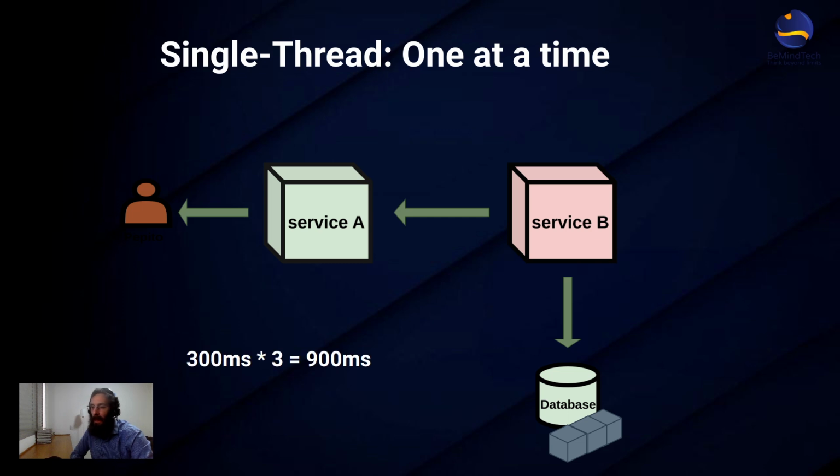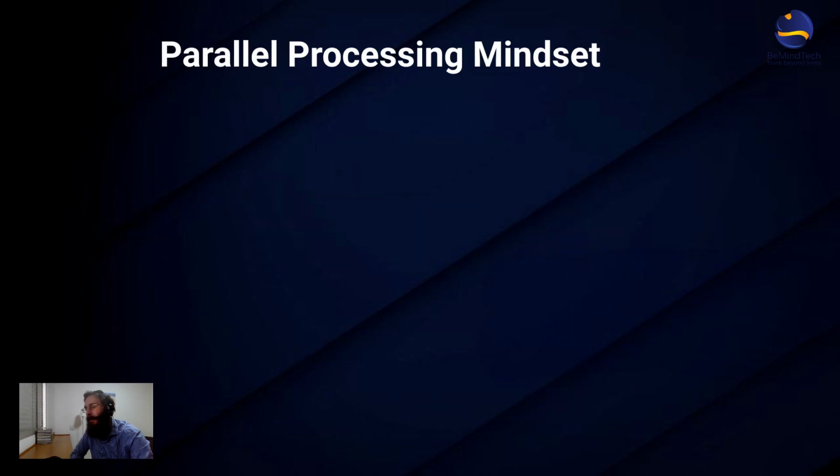So if each operation had a cost of 300 milliseconds, and we had three operations, in total our operation had a cost of 900 milliseconds. So how can we improve this? We can use parallel processing.